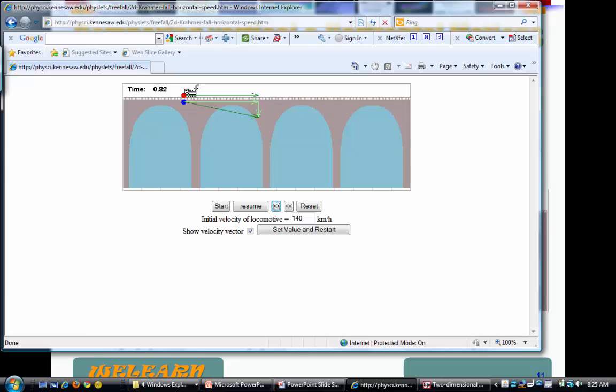You notice the locomotive or the red ball has an arrow along the horizontal, a constant arrow along the horizontal. For the blue ball, the overall velocity is shown here. That's the overall velocity. However, that velocity has both a horizontal and a vertical component. And as you notice, the horizontal component never changes, while the vertical component is increasing. And that's what we see. Okay, I'll reset it.